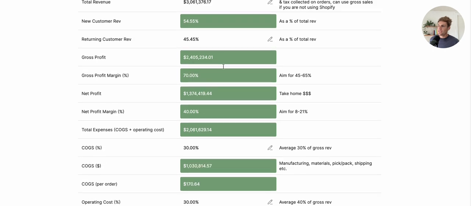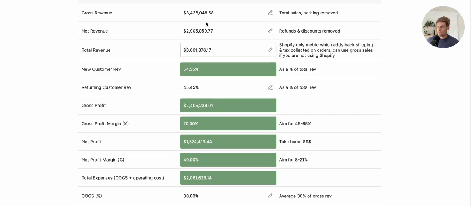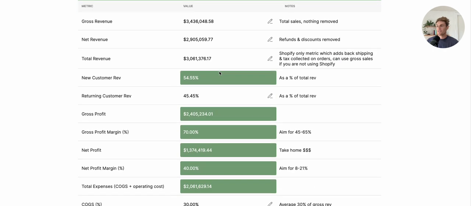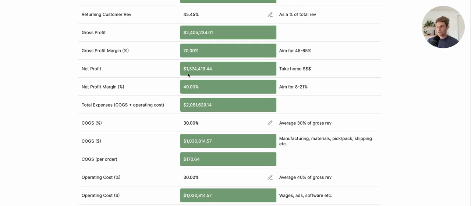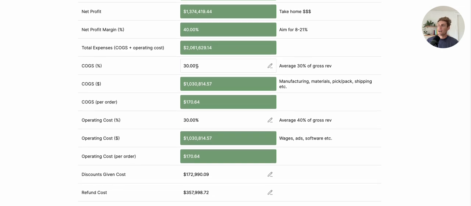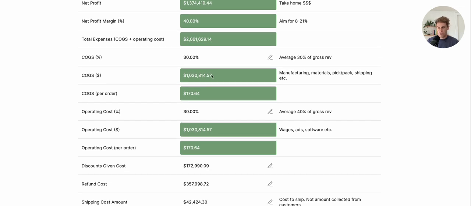Now, you're only going to need to fill out the white cells. These ones are the only ones that are editable. These green cells auto-populate. So already you can start to see some metrics coming back. So we can figure out what our net profit is, what our margins are, and then coming down here, what our COGS are.